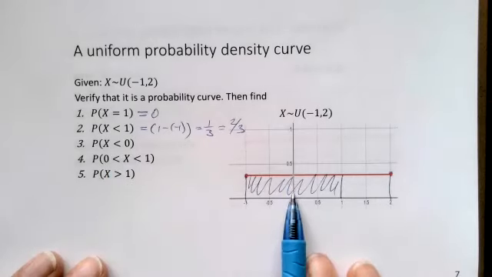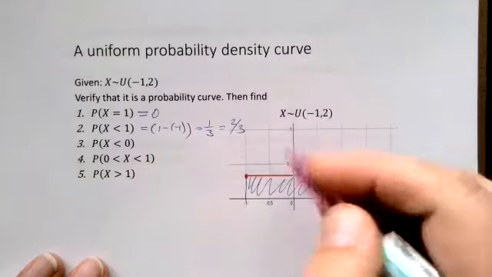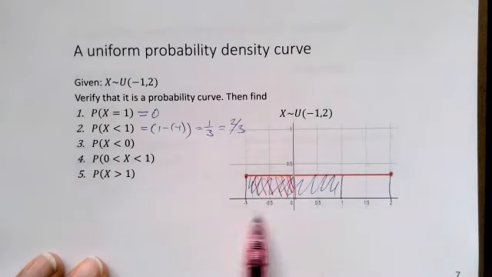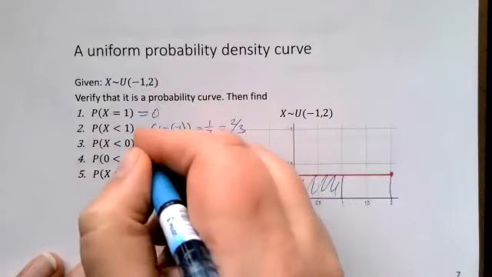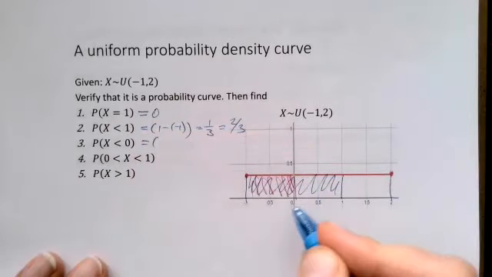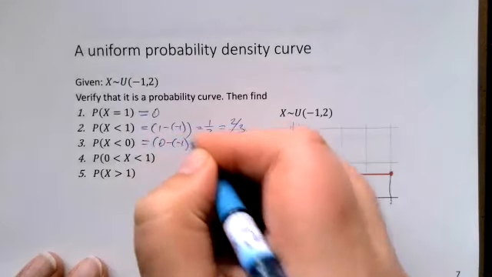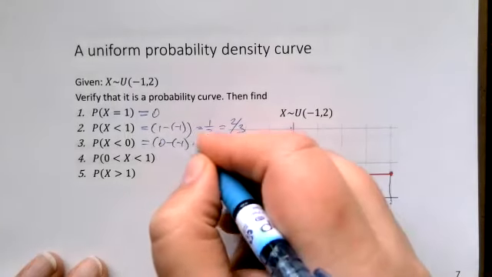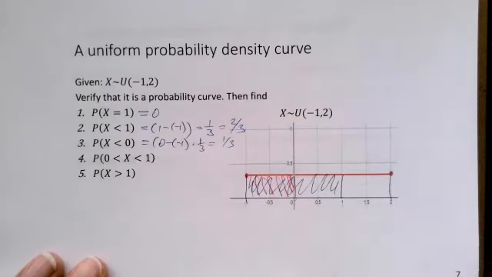Okay, what's the probability that x is less than 0? Well, for less than 0, it's going to be this rectangle right here. And visually we could see that it's 1/3, but let's calculate it formally. Again, it's 0 minus a -1, so that's the width, multiplied by the height, which is 1/3.